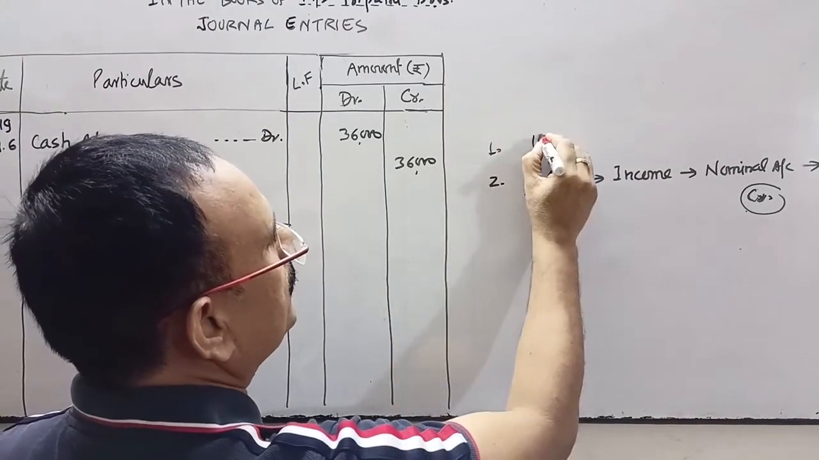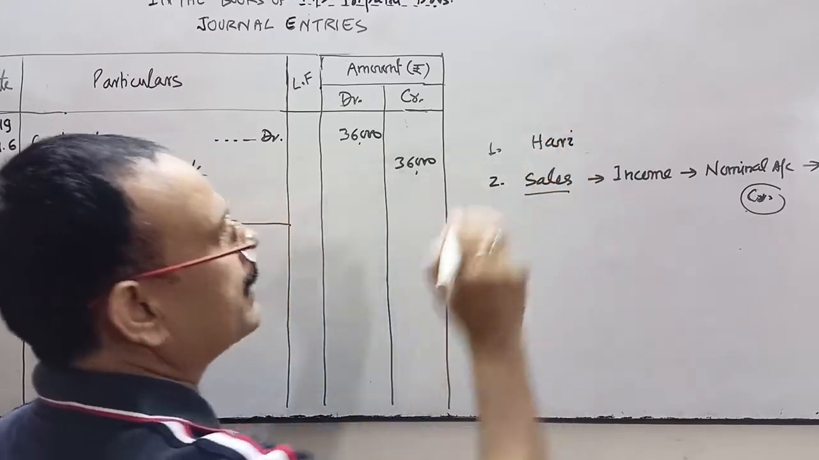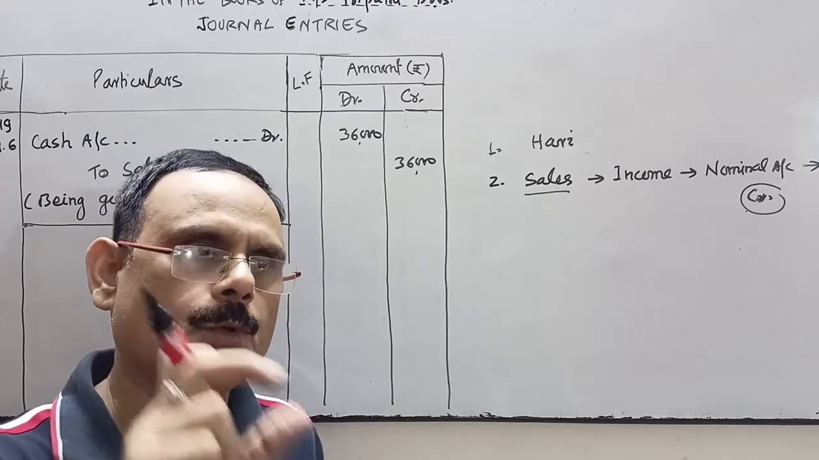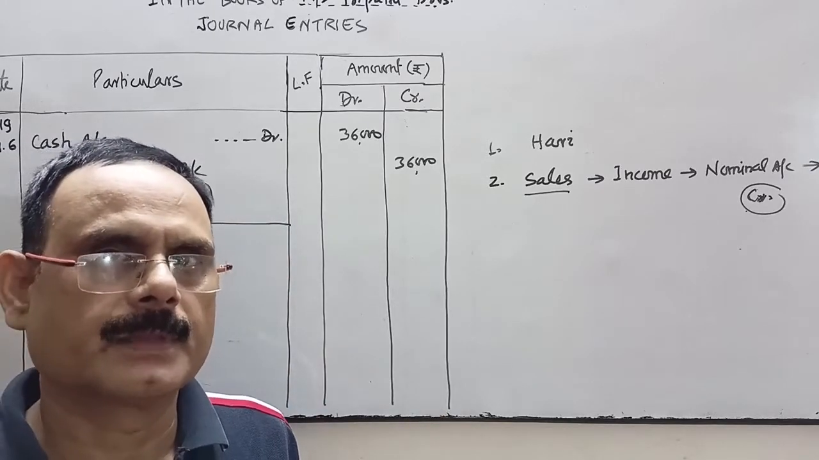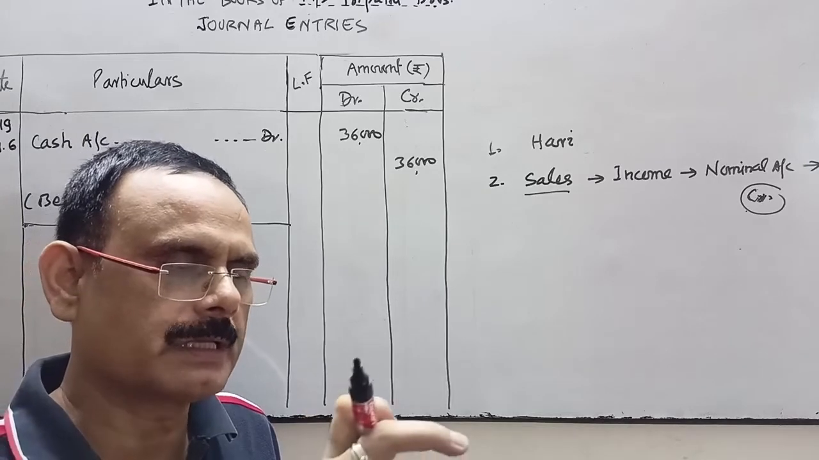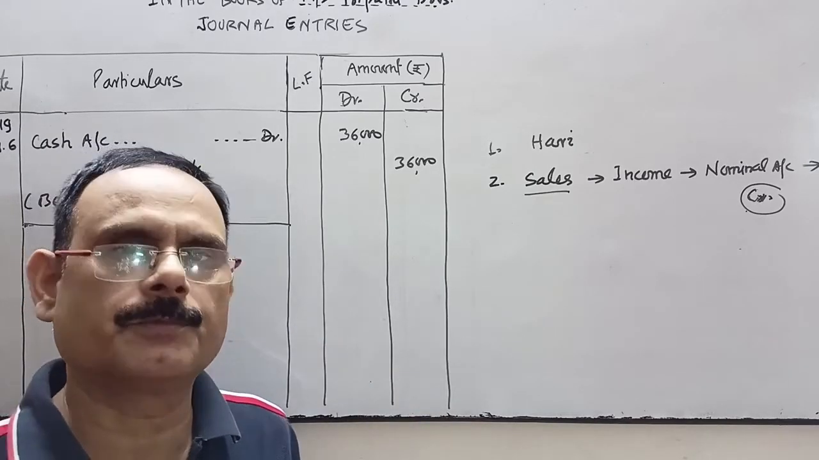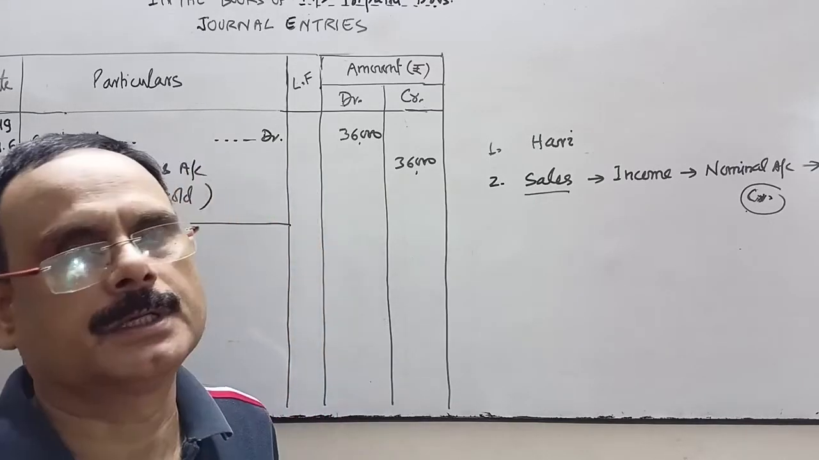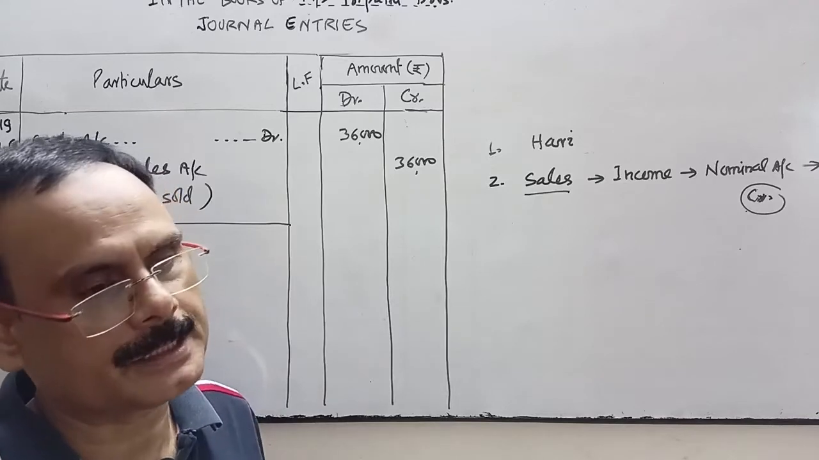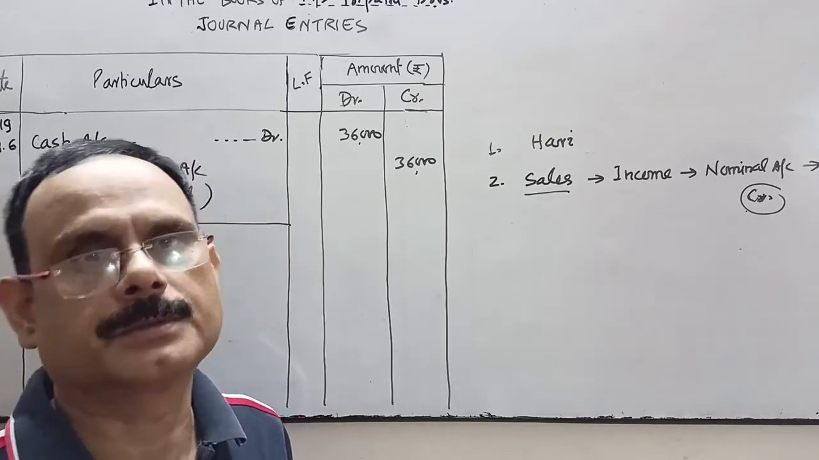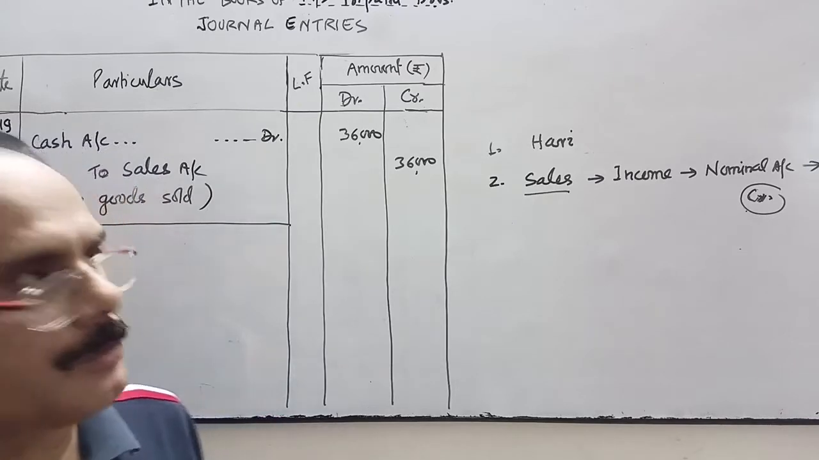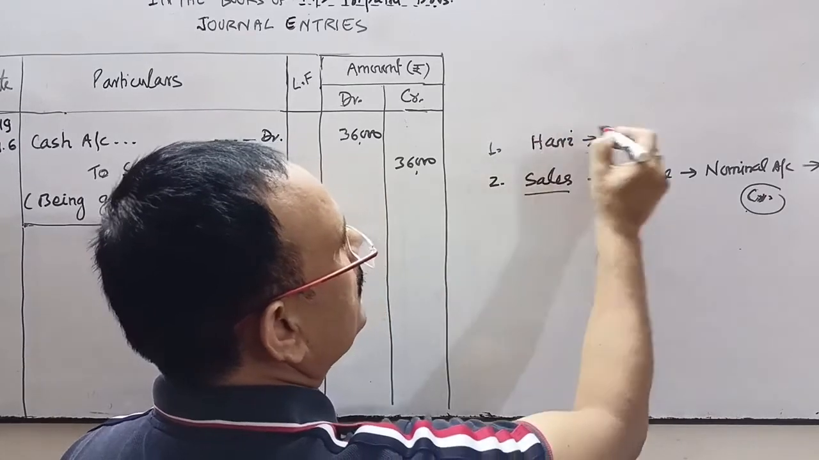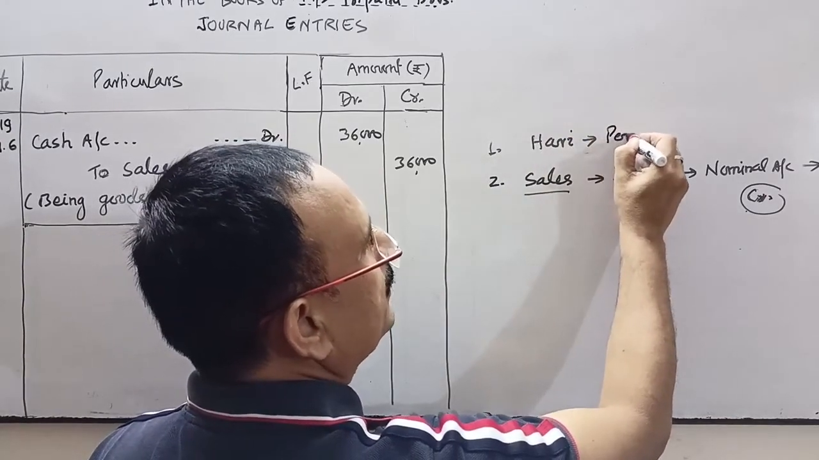So we'll write the name of the customer. Customer name is Hari. We write the name of the customer when the goods are sold on credit. When we have sold the goods for cash, then we are not going to write the name of the customer because the customer has already paid the amount. We write the name of the customer when the customer has not paid the amount. So Hari comes under which account? Hari is the customer. Hari comes under personal account.